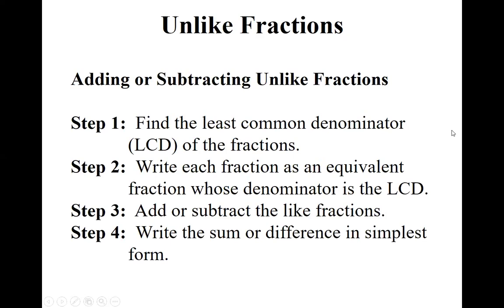So the steps of adding or subtracting unlike fractions are to find the least common denominator of the fractions, write each fraction as an equivalent fraction whose denominator is the LCD, then add or subtract the new like fractions, finally write the sum or difference in simplest form. So we've done each of these things individually. Now we're going to put it all together.